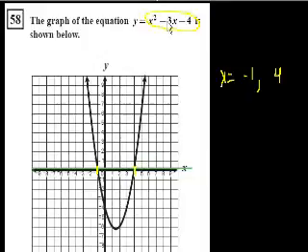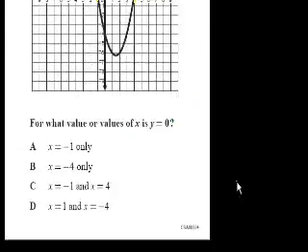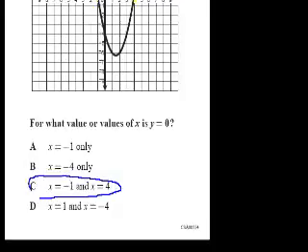And if we substitute either of these values into this equation, we should get y is equal to 0. And let's see, the choices, do they have -1 and 4? Yep, sure enough. -1 and 4 right there. Next question, 59.